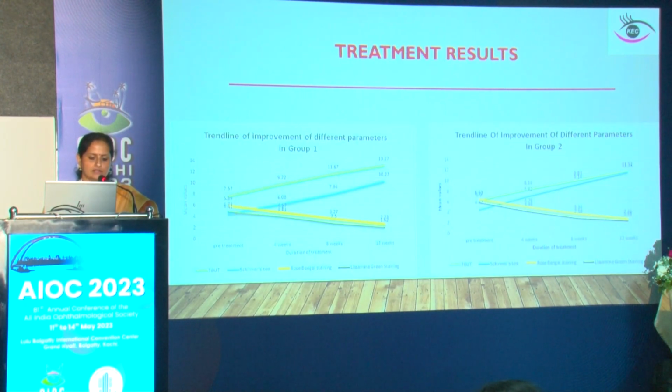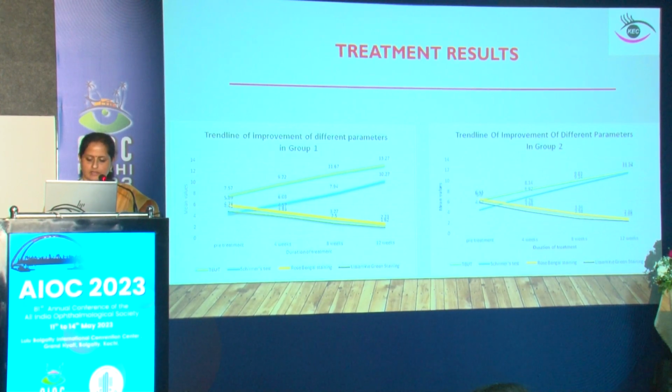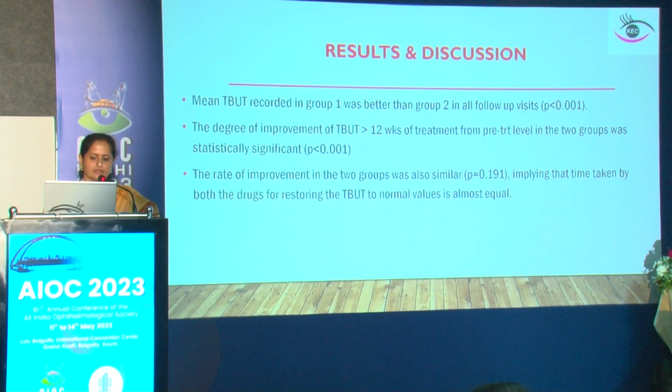So coming to the treatment results, this is a trend line of improvement in different parameters in group 1 and group 2. That is the breakup time, Schirmer's, and lissamine green staining.